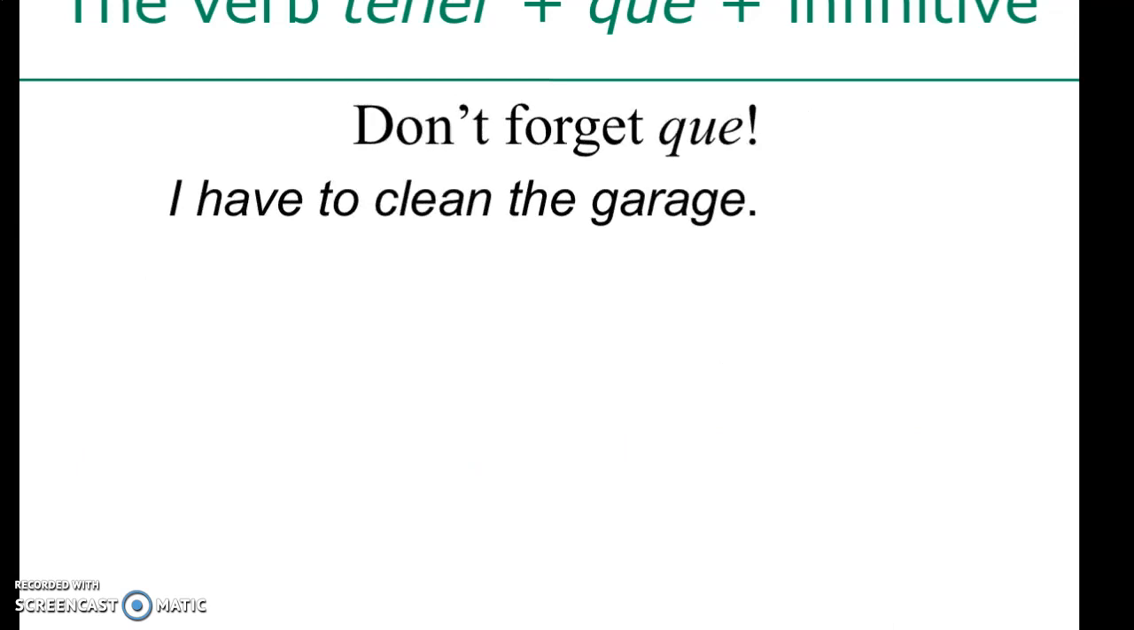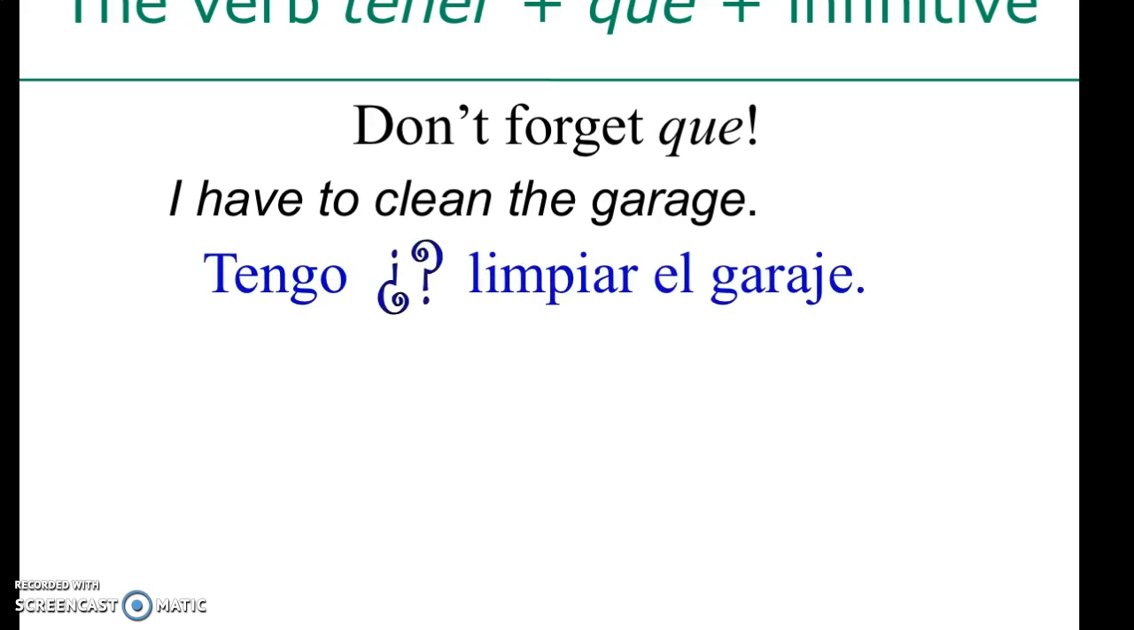Okay, so if I wanted to say I have to clean the garage. So think about this for a moment. If you need to pause, pause it. If you've got the vocab to do this, just to practice. So I have to clean the garage. So first we've got to think about what form of tener I need to use with I, right? And that's going to be tengo. Then you're going to use your que, and then you need your verb for to clean, which you're not going to conjugate. So tengo que limpiar el garaje. Do not forget that que.